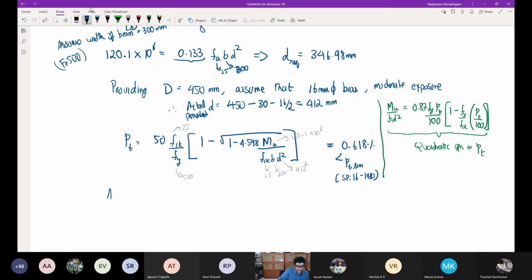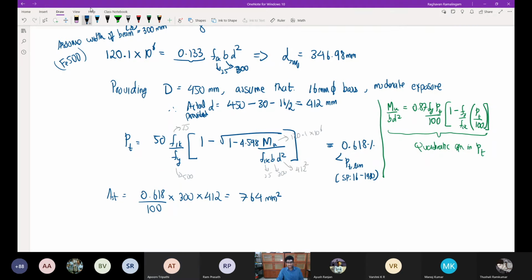So this I have found. So Ast is 0.618 divided by 100 into b d, where b is 300 and d is 412. So get me what is Ast. 763.85, sir. 764. Okay, others also check if you get 764 mm square.